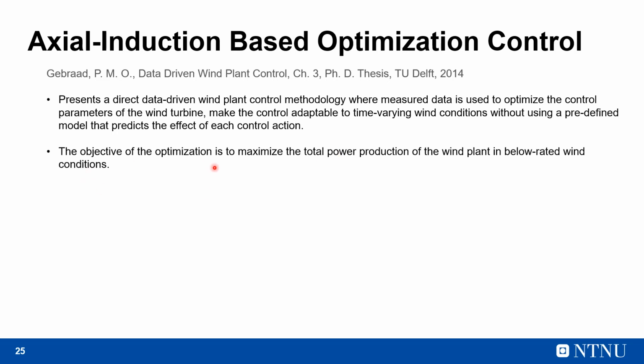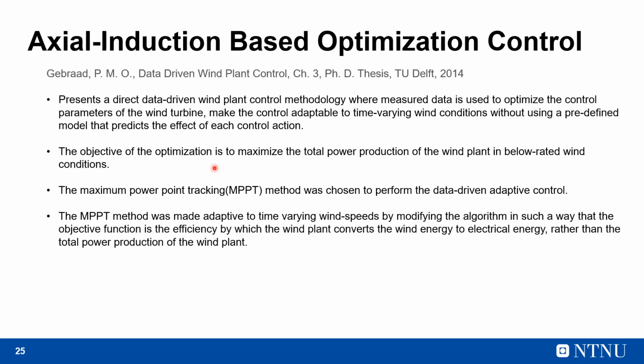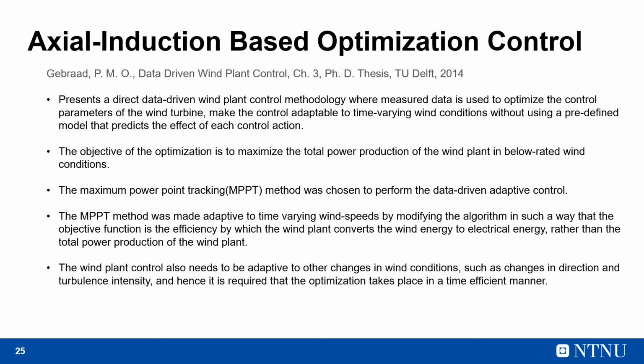The objective of the optimization is to maximize the total power production of the wind plant in below rated wind conditions. The maximum power point tracking method was chosen to perform the data-driven adaptive control. The MPPT method was made adaptive to time varying wind speeds by modifying the algorithm in such a way that the objective function is the efficiency by which the wind plant converts the wind energy to electrical energy rather than the total power production of the wind plant.